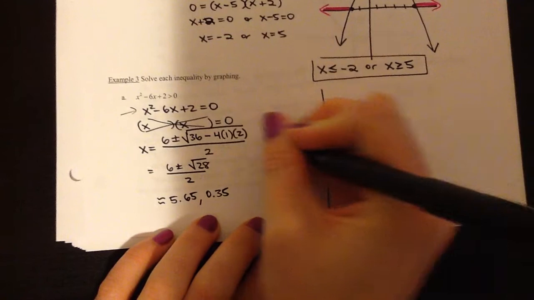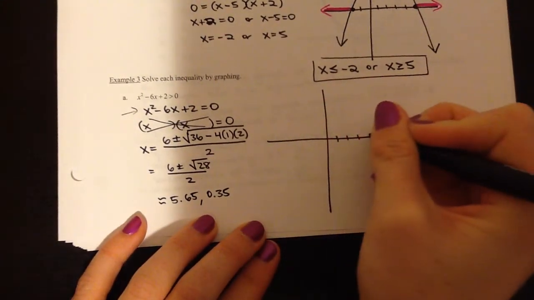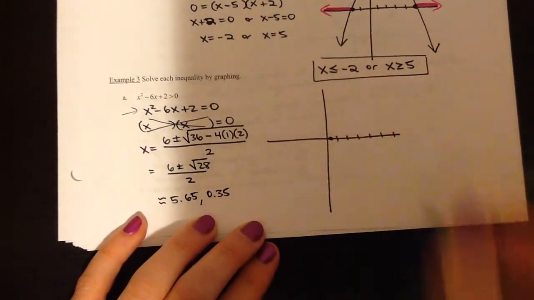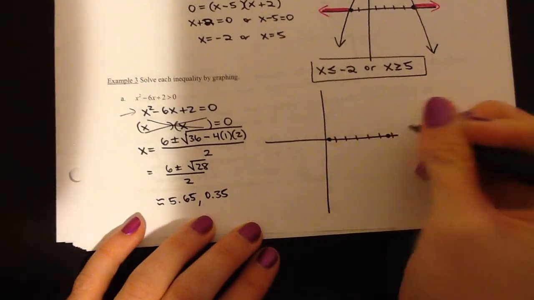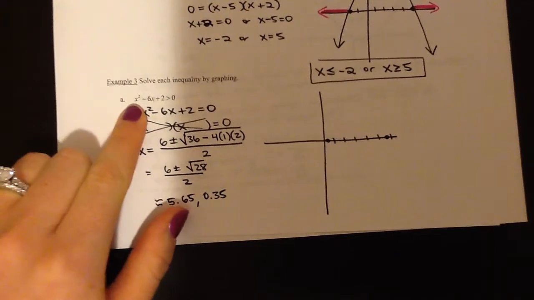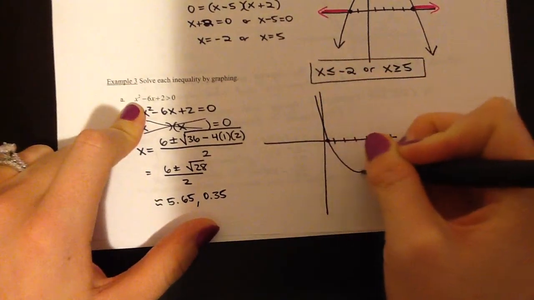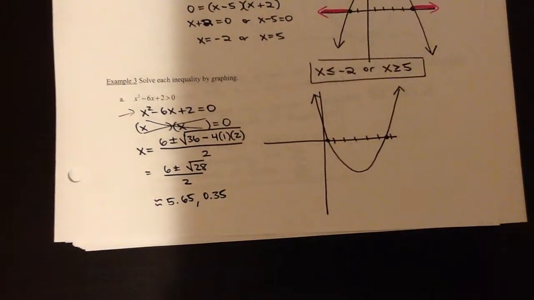Give myself a sketch over here. So I go 1, 2, 3, 4, 5, 6. So 0.35, just estimate it, right about there. And then 5.65, estimate it right about there. We are just looking for estimates here. And then this has a positive x squared, so I know it's going to open upward. Okay, so just a quick sketch is all we're looking for. The x-intercepts are the only thing that matters here.